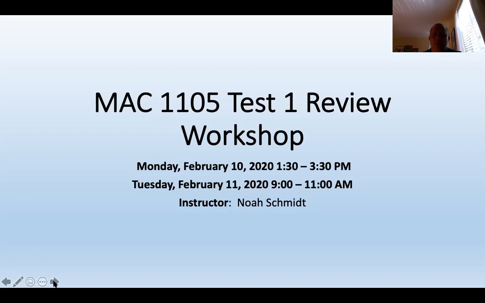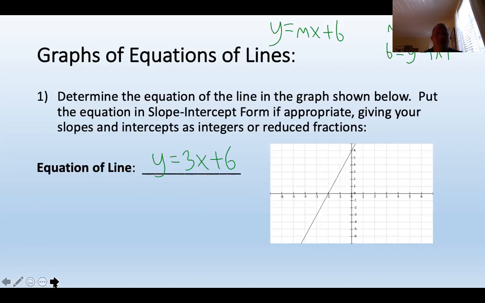So let's start with problem 1. Problem 1 states, determine the equation of the line in the graph shown below. Put the equation in slope-intercept form, if appropriate, giving your slopes and intercepts as integers or reduced fractions. First off, the slope-intercept form of a line is y equals mx plus b. M represents the slope, b represents the y-intercept.